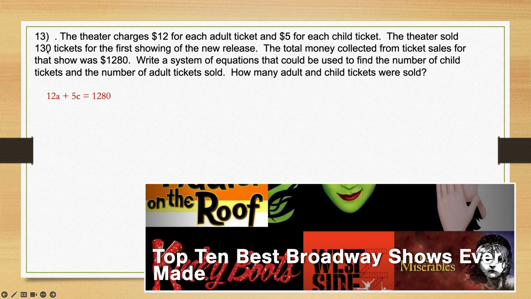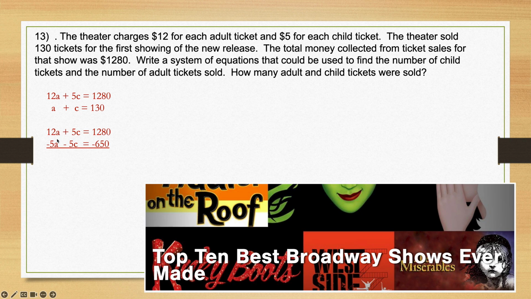Now I've got to come up with the total number of tickets sold. But there's only adults and children. It's not like one gets weighted differently than another. So adults plus children is 130. Now I have the A's aligned, I have the C's aligned, I have the equals aligned, and the numbers aligned. I do not suggest you go with substitution. Go with elimination. Let's multiply the bottom equation by -5, and that'll pair the C's up.